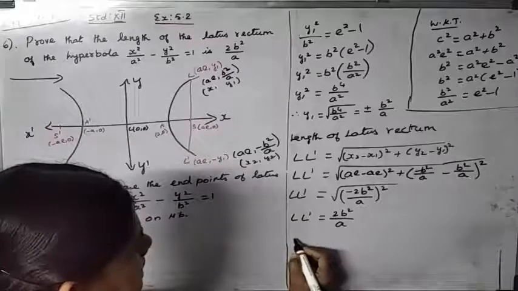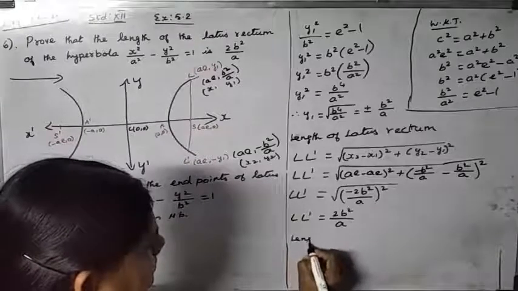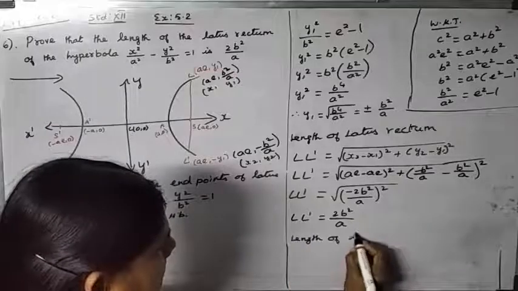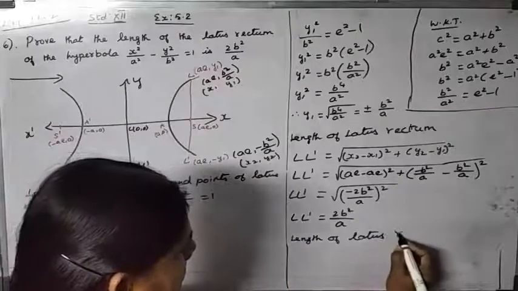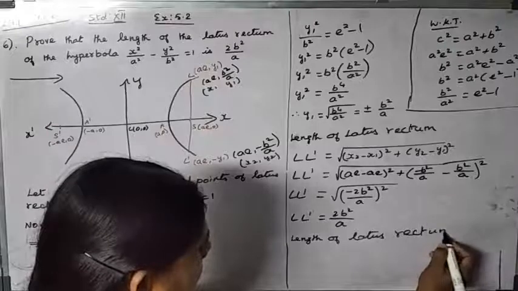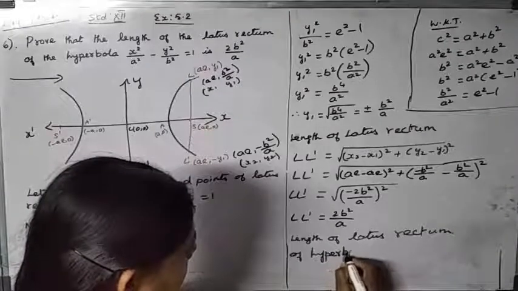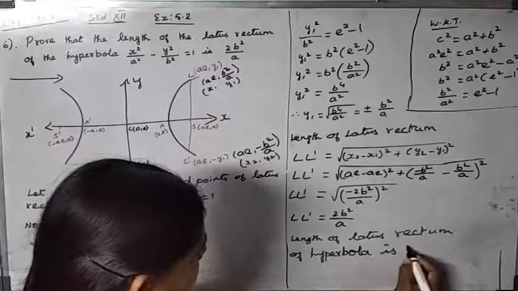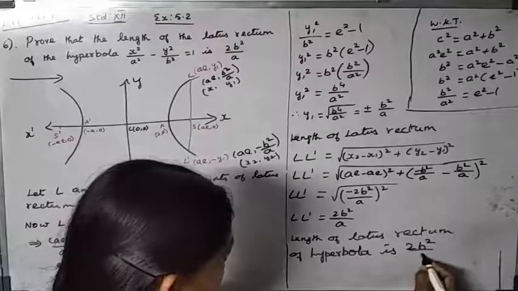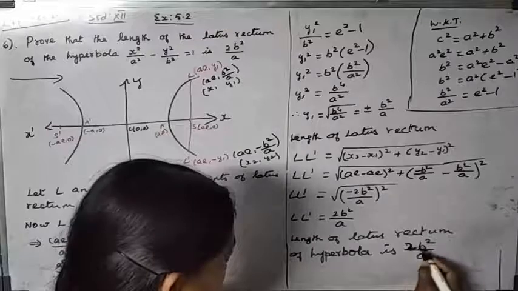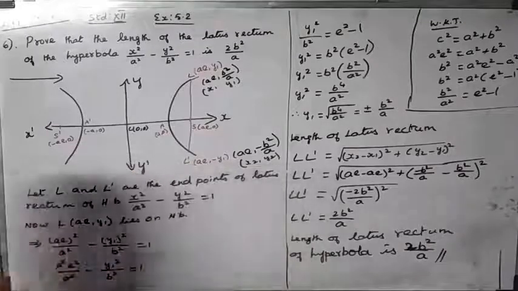So therefore the length of latus rectum of hyperbola is 2b square by a. Hence proved.